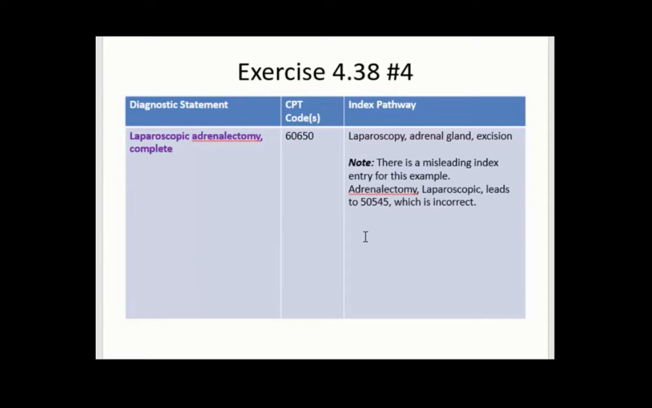And you note, I have here that there's a misleading index entry for this example that takes you to 50545. When you go to 50545, that is a nephrectomy, removal of the kidney, where you're taking the adrenals with the kidney when you have that procedure. So this particular example is not the nephrectomy, it is just removing the adrenals. So be very careful when you're reading your code descriptions, like I've told you over and over, to be sure you're not taking more than you want to take in a given procedure.